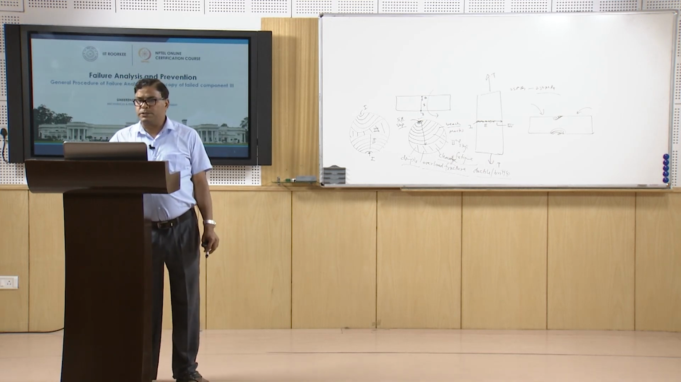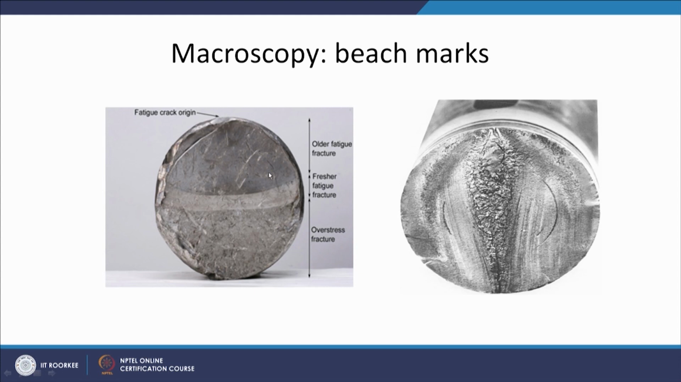So, this is what has been shown in both these diagrams. This is the initiation site, and the remaining one is showing the beach marks. These are not very clear in this case, but these are very clear in this case where the crack is starting from both the sides. So, this is the second case where the crack is growing from both the sides, and finally the third stage fracture is occurring at the center. And in this case, the crack is starting from one side and then it is growing, and thereafter third stage fracture is taking place. So, this is the overload or overstress fracture, and this is the zone which has been formed due to the growth of the crack.